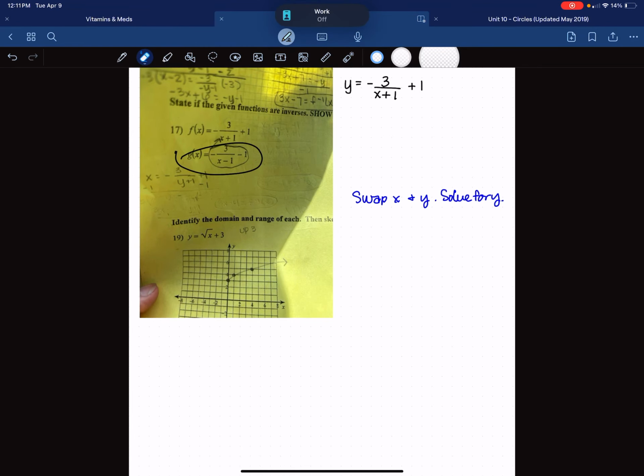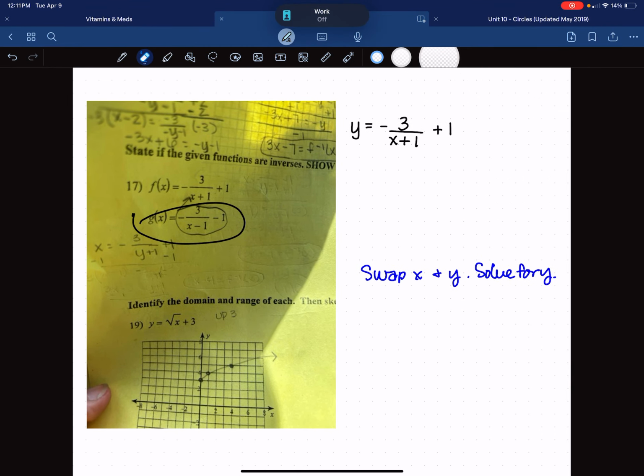Okay, to solve for inverses, you swap x and y, and then you solve for y. Okay, so I'm just going to swap x and y. x equals -3 over y plus 1, plus 1. Okay, let's solve for y.